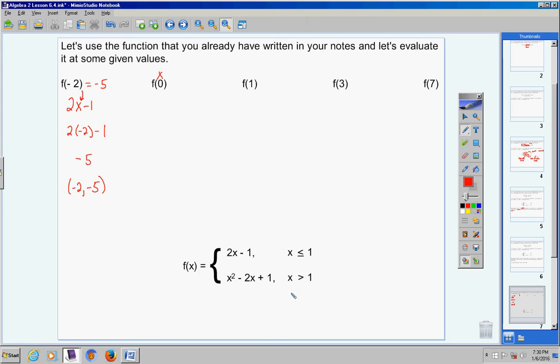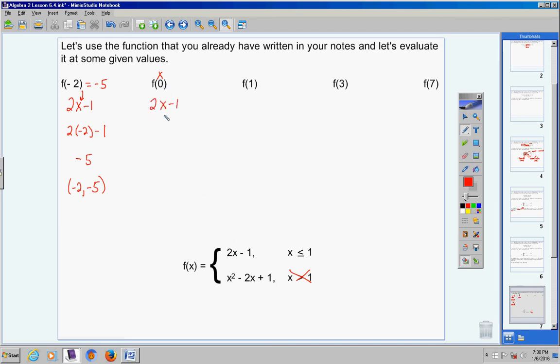By the way, let's stop. I can read some of your minds right now. What if one of the values fell into both constraints? Then you would have to evaluate both and get out two different answers. That can happen sometimes. Actually, it hardly ever happens. In fact, I'd be surprised if it happens at all. But if that were the case, that is what you would do. Now, obviously, 0 does not fall in this constraint. This says all numbers greater than 1. So we're going to use this function right here.